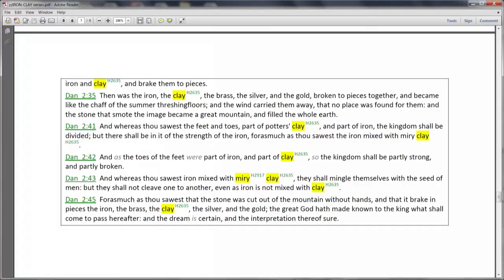let's read verse 33. So in verse 33, we read, "His legs of iron, his feet, part of iron and part of clay." And if we go around and read verses 41 to 43, it reads as follows: "And whereas thou sawest the feet and toes, part of potter's clay and part of iron, the kingdom shall be divided, but there shall be in it of the strength of the iron, forasmuch as thou sawest the iron mixed with miry clay.